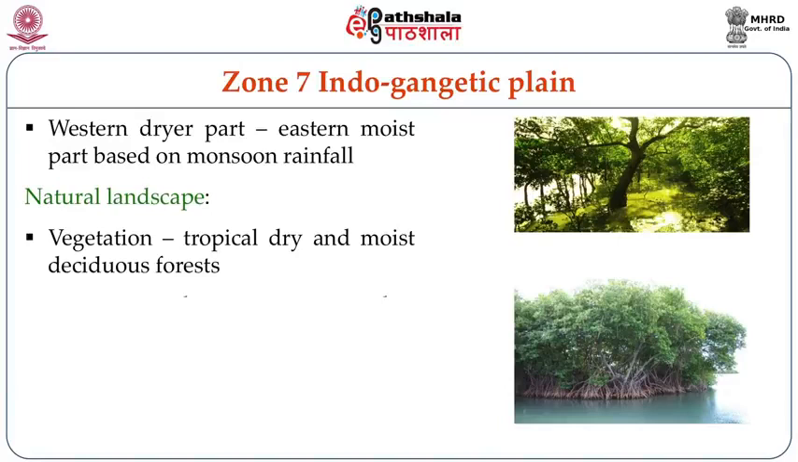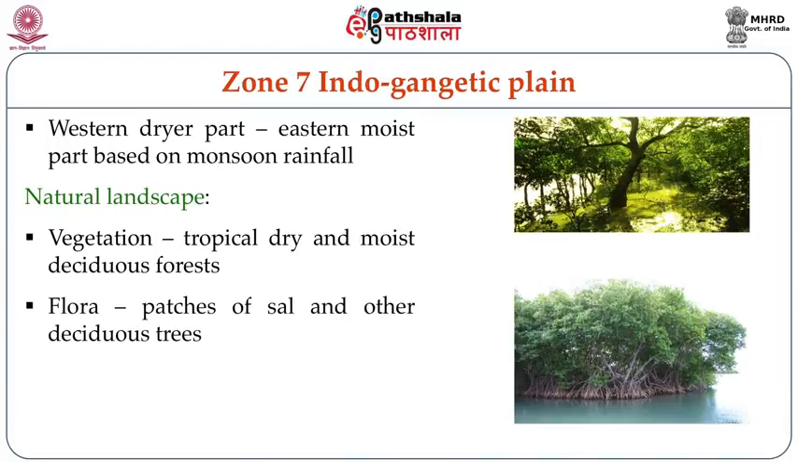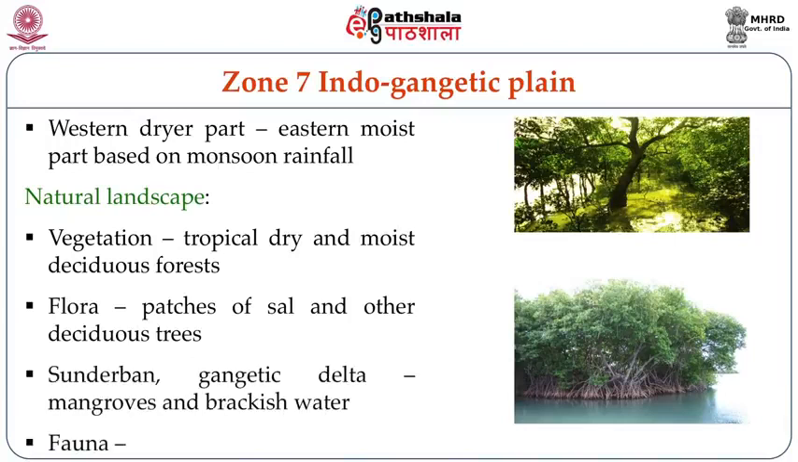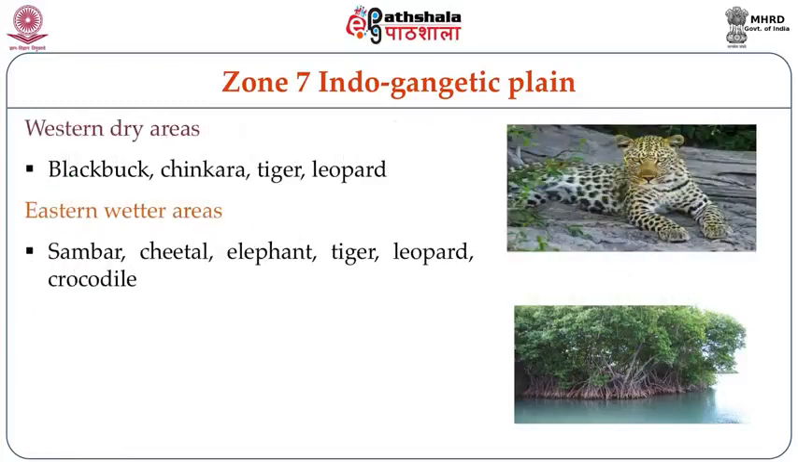The natural vegetation is tropical, dry and moist deciduous forests. The flora is primarily sal in the east. And if you go further down, that's India's largest delta, the mangrove swamps of the Sundarbans. The fauna is a very wide range. In the drier areas, you get blackbuck and chinkara. In the wetter areas, you would get sambar and chital. And of course, there are patches with elephant even today.